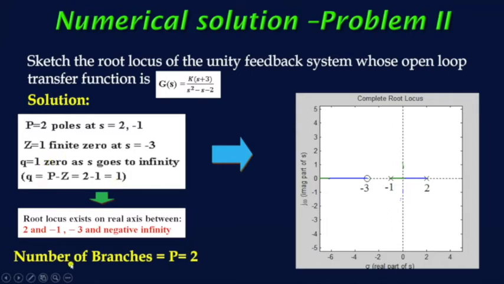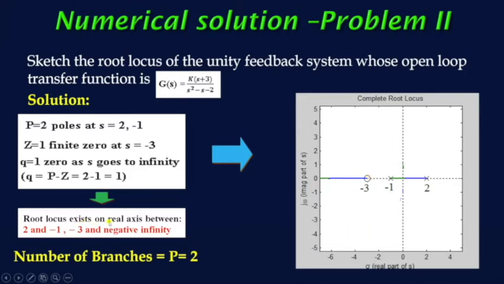The number of root locus branches is 2 because p equals 2 and q equals 1. That means one root locus branch goes to infinity and the other root locus branch finishes at the finite zero. Now draw the poles and zero in the s-plane. This is the pole at +2 and this is the pole at −1, and the zero is at −3. The symbol of a zero is a circle.